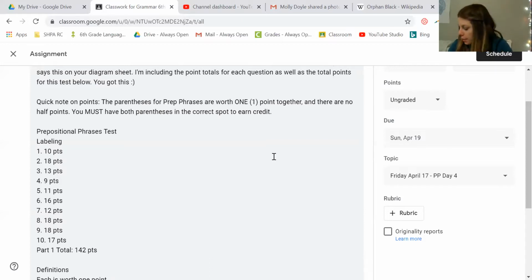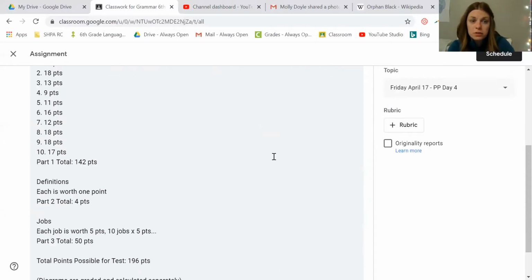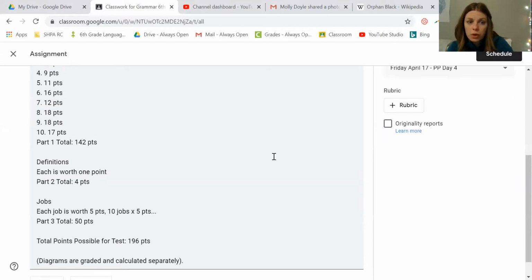So, test. Point totals are on the screen right there. There are 3 parts that we're going to start paying attention to. Part 1 is labeling, part 2, definitions, part 3, jobs. Jobs are worth 5 points each. Oh, and my last note I forgot to mention, diagrams are graded and calculated separately. So whenever I'm giving you point totals, that's not connected to the diagrams. Diagrams we grade a little bit differently.